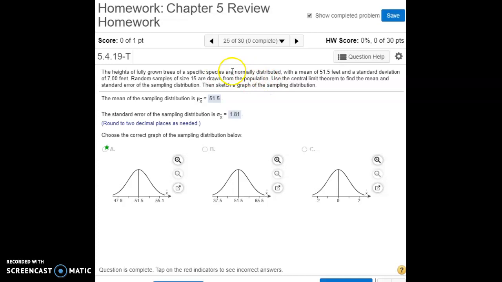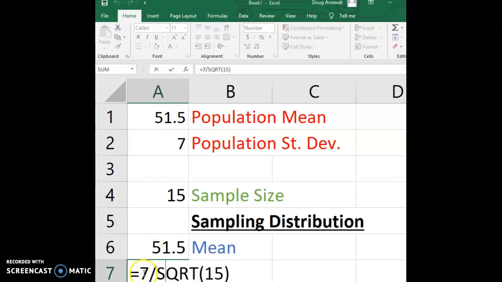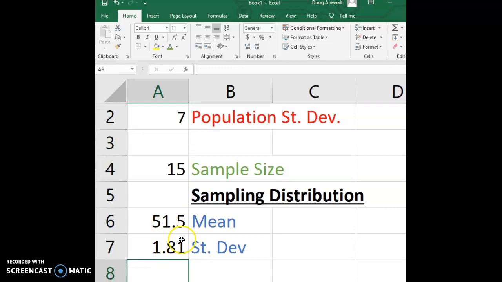So looking at our problem, we were told we have a normal distribution in our population. We're given the population mean, population standard deviation, and we're going to be looking at samples of size 15. So here's the information listed from our problem. And for our sampling distribution, the mean is going to be exactly the same as the population mean. The standard deviation is the population standard deviation divided by the square root of our sample size. And so there's our values for the sampling distribution.